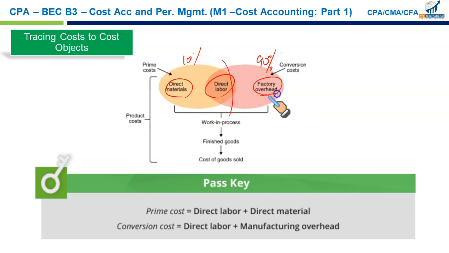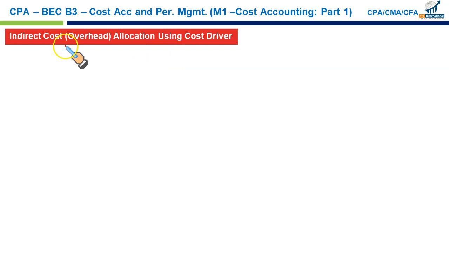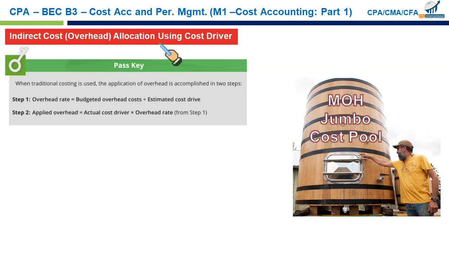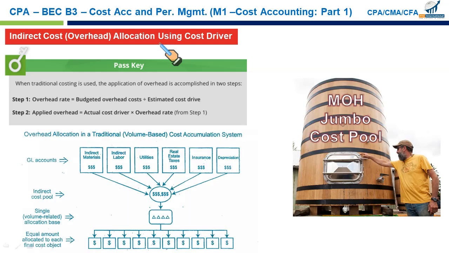Now, how do we allocate this factory overhead? Let us discuss indirect cost, also called overhead, and indirect cost allocation using the cost driver. This is what we do in conventional volume-based systems. We'll go for the refinements later when we do ABC. Just keep things as simple as we can. So for the coming period, we set a rate, what you call the manufacturing overhead rate. We take an estimate of our indirect costs. What are the indirect costs? Indirect material, indirect labor, electricity, gas, water, property taxes, insurance, and depreciation. Let's say the estimate of these costs for the coming year is $180,000. So this is the budgeted overhead cost.